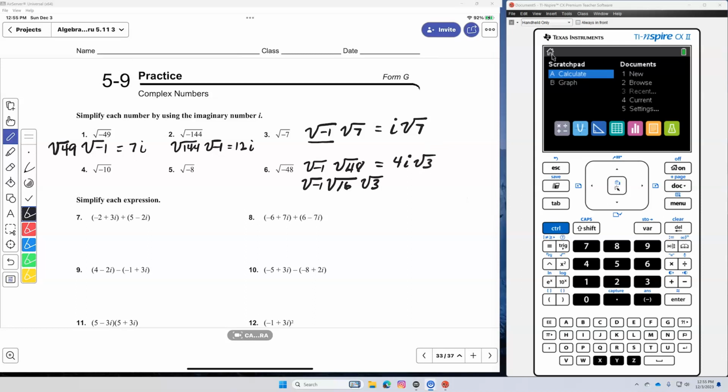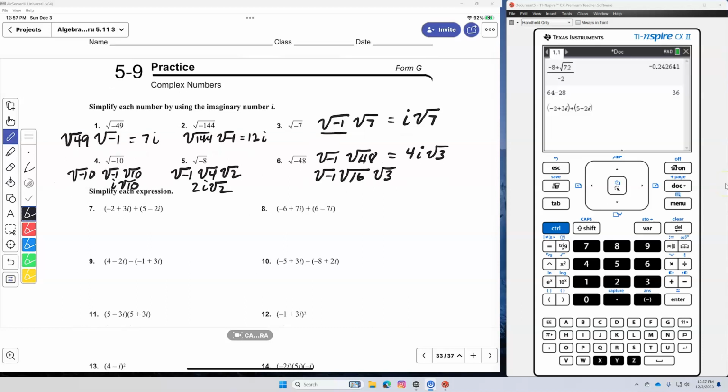Square root of negative 8 is the same thing as saying the square root of negative 1 times the square root of 4 times the square root of 2. We know that the square root of 4 is a perfect square, so it's going to be 2i square root of 2. The square root of negative 10 is equal to the square root of negative 1 times the square root of 10, so it's going to be i times the square root of 10.